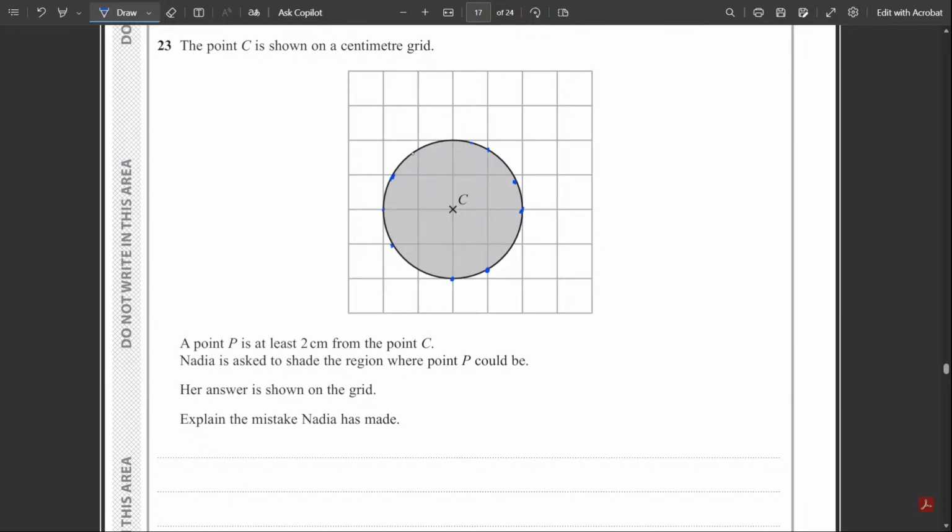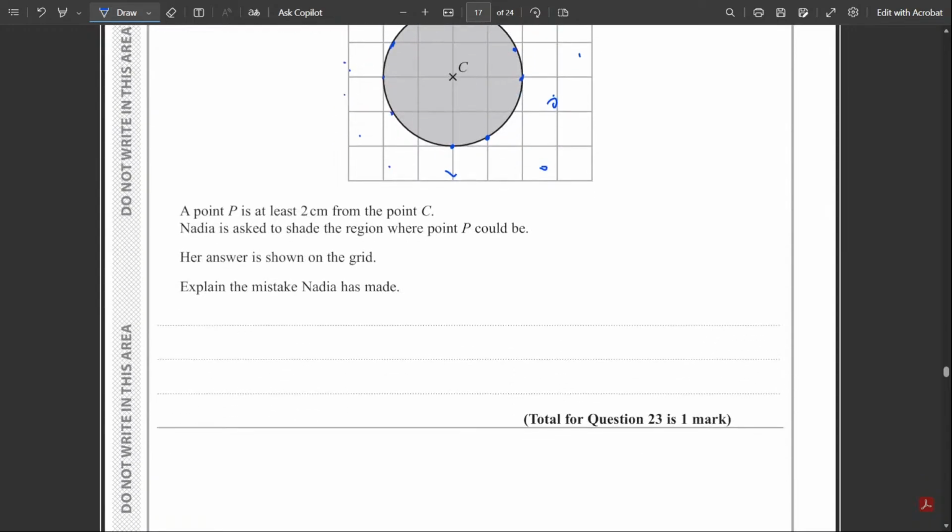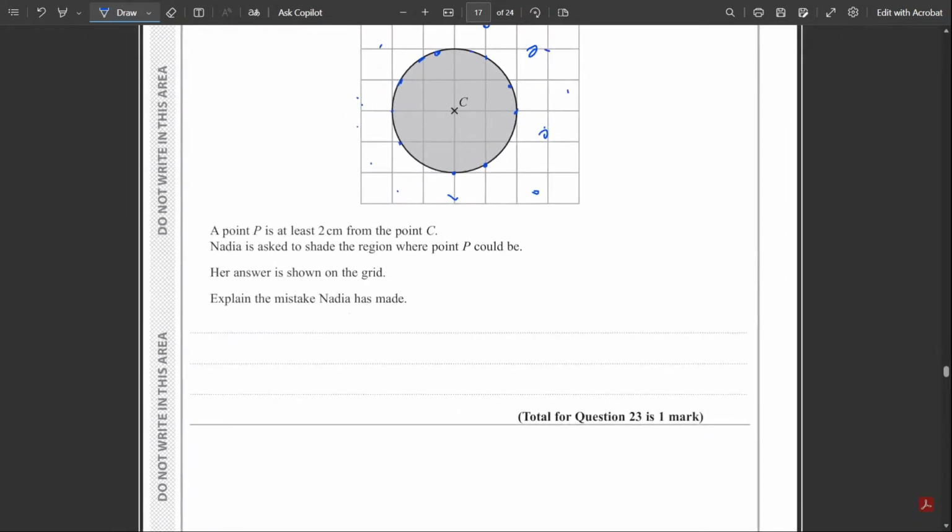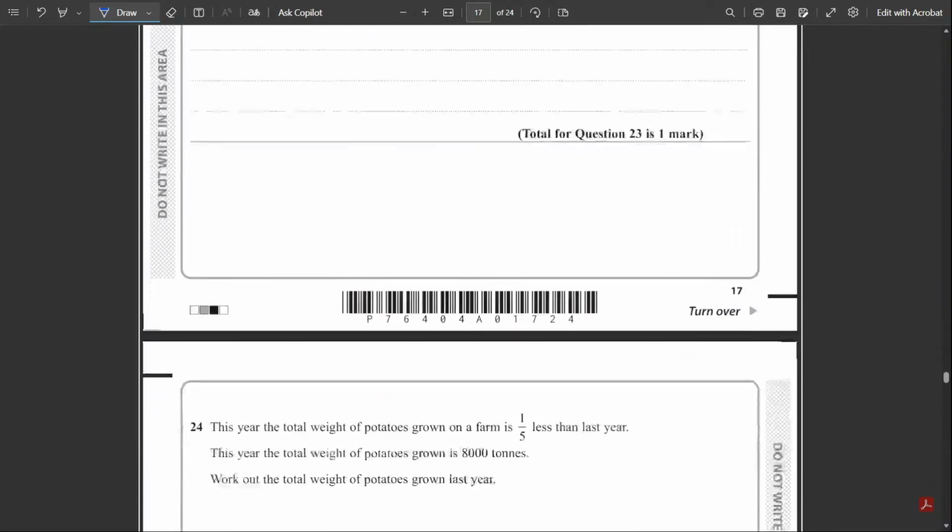So at least means it has to be more than 2 centimeters. So it can be anywhere. This could be P, anywhere outside, not inside. So shade the region where P could be. So she should have shaded outside of the circle and not the inside of the circle, okay? So she shaded the regions where the P cannot be instead of the region where P can be, okay? That's the mistake Nadia made.